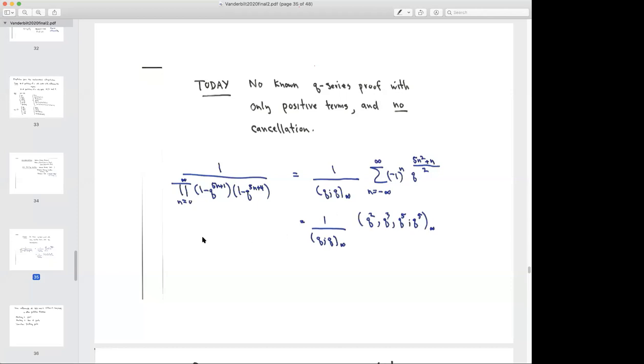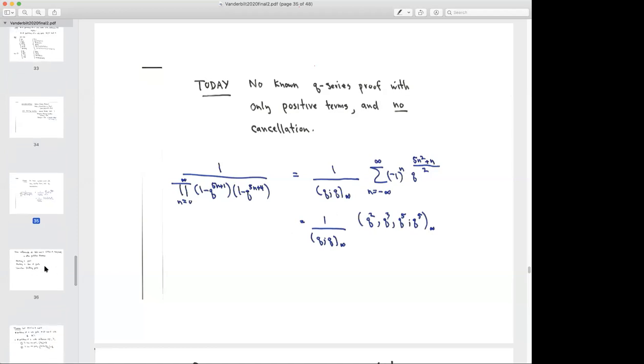This is still an open problem. Find a direct bijection. I would just like to find a q-series proof with no cancellations, all positive terms. Then I'm pretty confident we could bijectify every step of that proof and come up with a straight bijection. I'll say more about that later.